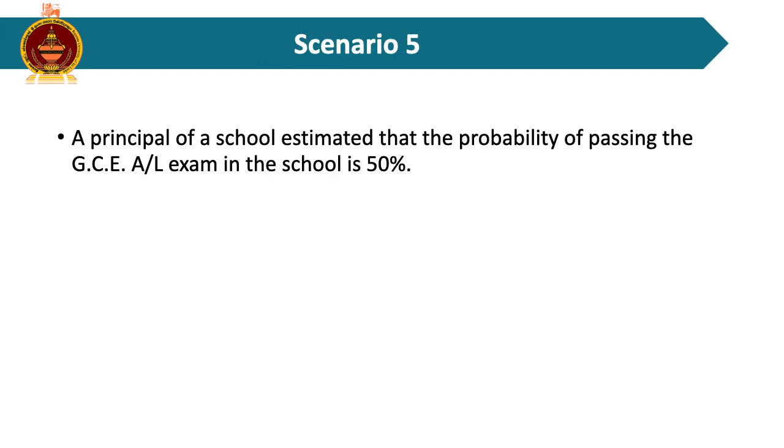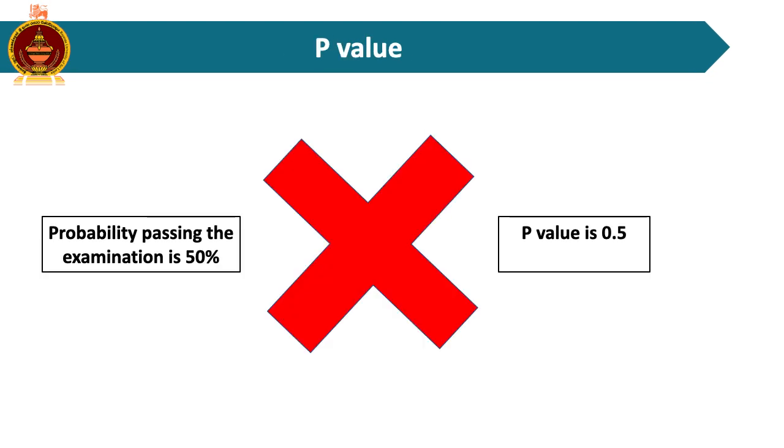Scenario 5. A principal of a school estimated that the probability of passing the GCE advanced level examination in the school is 50%. Many students who have less understanding of statistical concepts, or who are confused with statistics, state that the p-value is 0.5, which is strong. You need to carefully understand the concept of p-value.